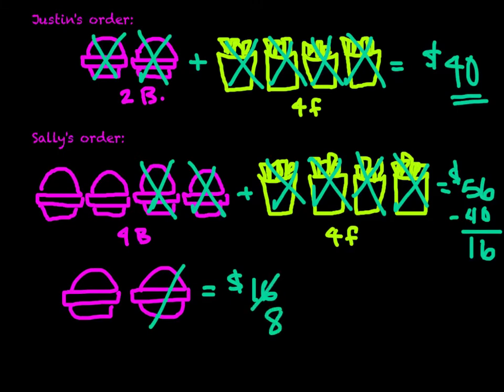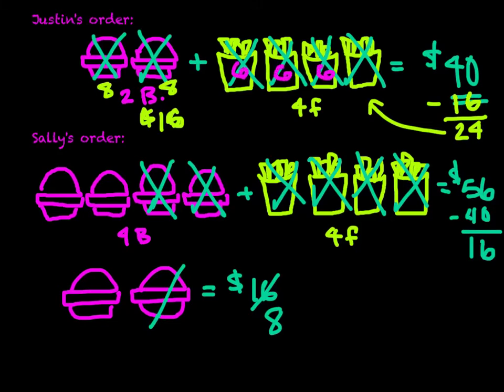So if I use that information, I can go back and look at Justin's order, and I have $8 for each burger. So that means there's $16 for burgers, 16, not 15. So I'm going to subtract that from 40, and I'll end up getting $24, and that stands for my fries. So I have 4 sets of fries. That means each fry is worth $6. So the burgers are equal to $8, and the fries are equal to $6.